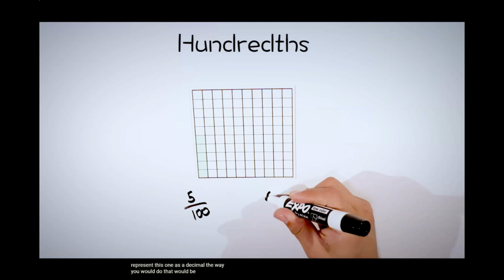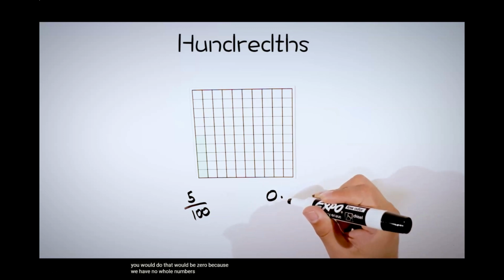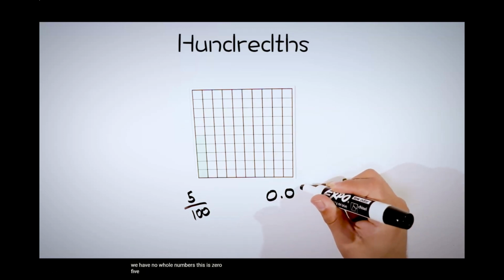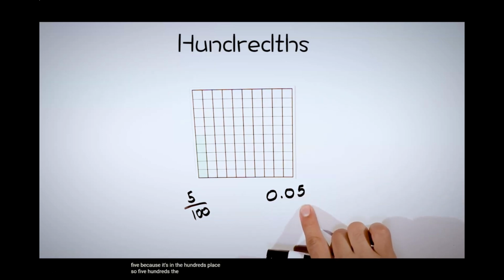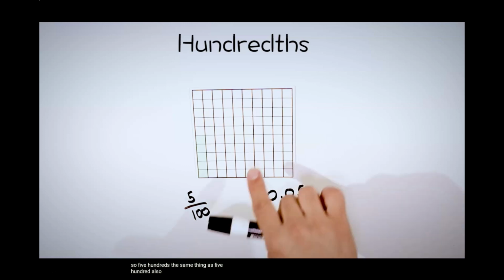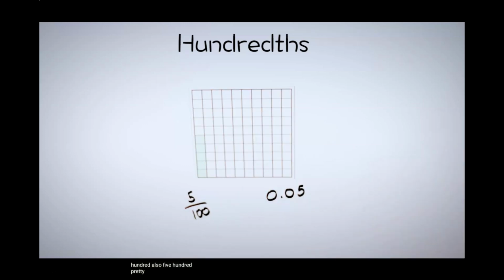The way you would do that would be 0, because we have no whole numbers, then 5, because it's in the hundredths place. So 0.05 is 5 hundredths. Pretty simple, right? Let's erase this one.